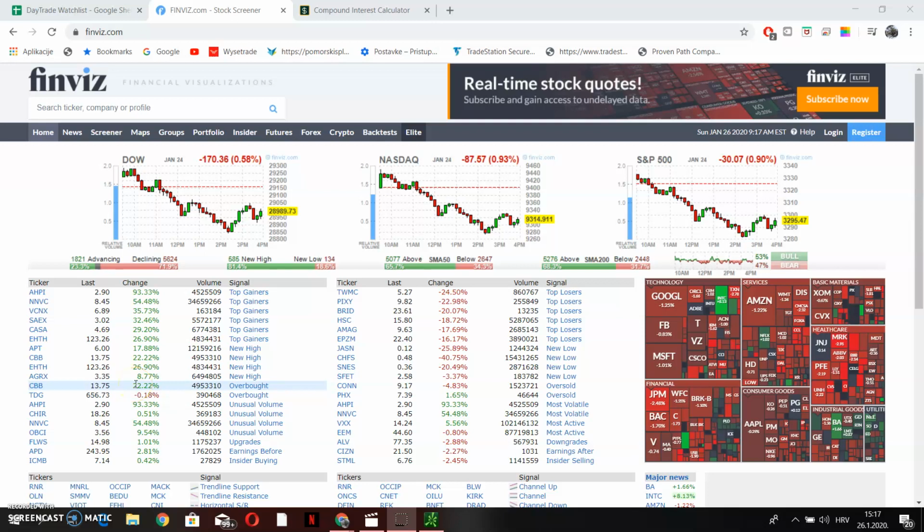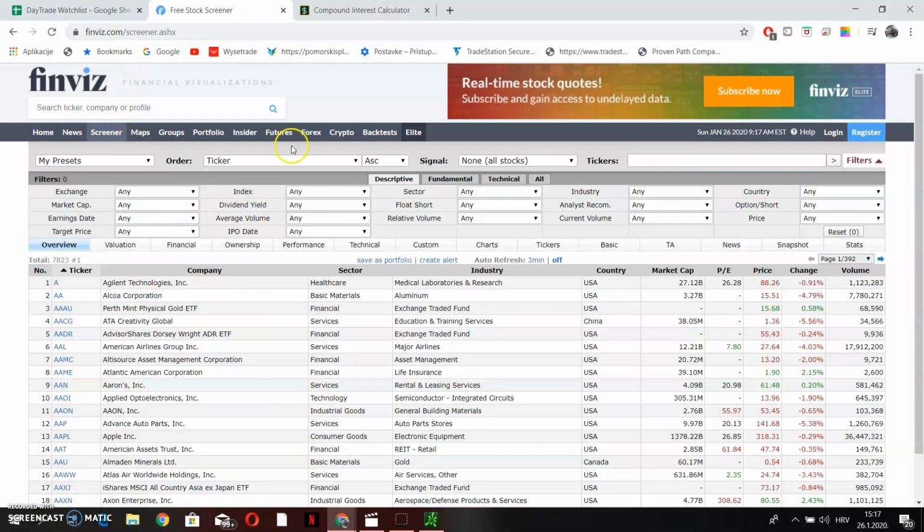Hello guys, today I'm going to show you how to build a stock scanner to find the best stocks to day trade and how to form a trading plan watch list. Okay, so let's get started. Go to finviz.com, click the screener button, click the pull button.